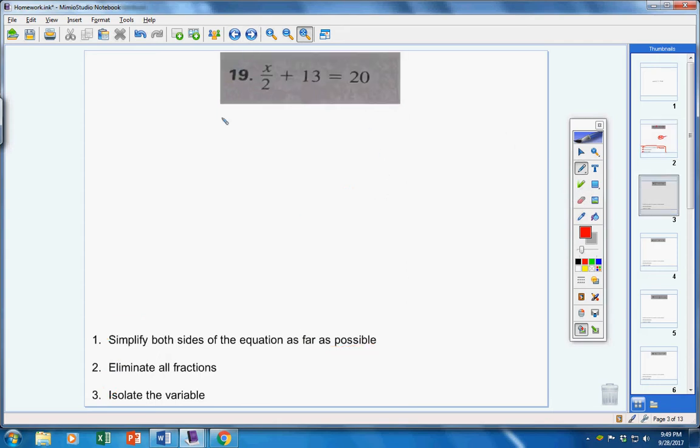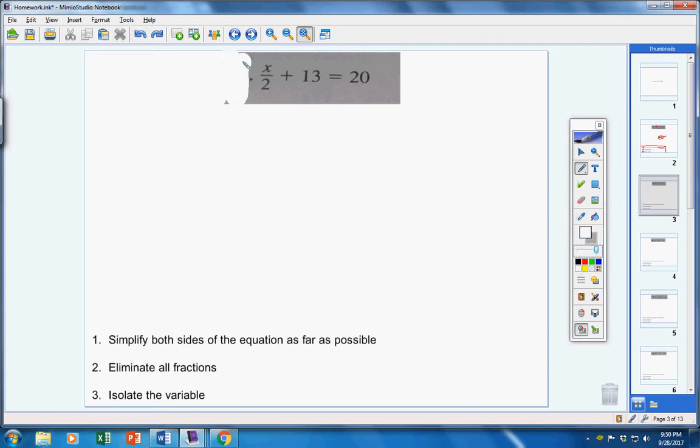Number 19. Step 1. Simplify both sides of the equation. X term here, constant term here. We cannot simplify. Over here we have a 20. We cannot simplify. Step 2. Eliminate fractions. Now students, I do have a fraction, okay?